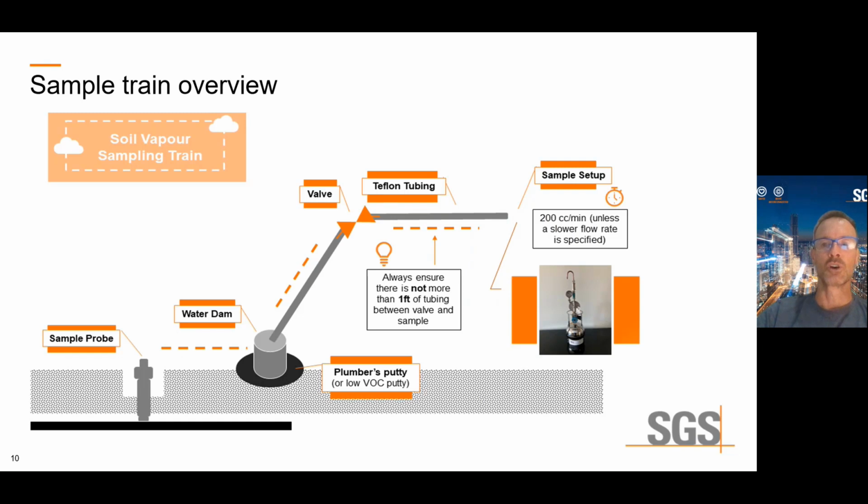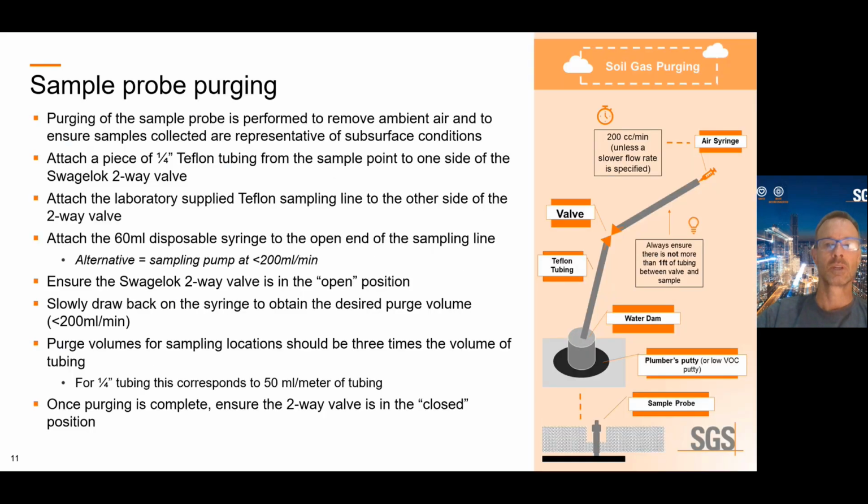This diagram shows an overview of the sampling setup. The inlet of the flow controller is connected to a length of Teflon tubing, which is connected to a two-way valve. A short piece of Teflon tubing is then connected from the valve to the sampling point. Prior to sampling, it is necessary to purge the sample line. Purging of the sampling line is performed to remove ambient air and to ensure that samples collected are representative of subsurface condition. Any ambient air in the sampling line could dilute the sample.